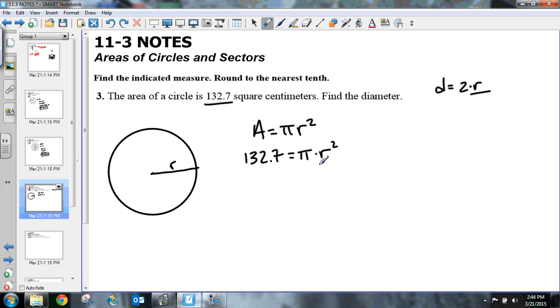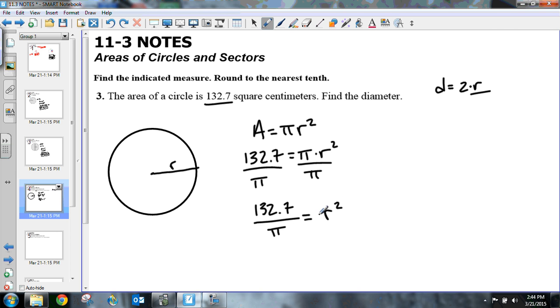Now I need to solve for r here. Same as we were solving for x or any other variable, I need to move all the numbers to the other side. So I'm going to move over pi. Now I'm multiplying by pi, so I'm going to divide by pi. And I'm just going to leave it like this. I'm going to say that 132.7 divided by pi is equal to r squared. I'm going to leave it like this.